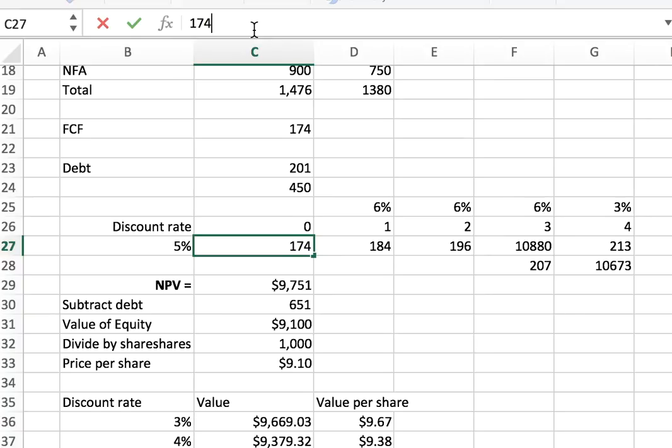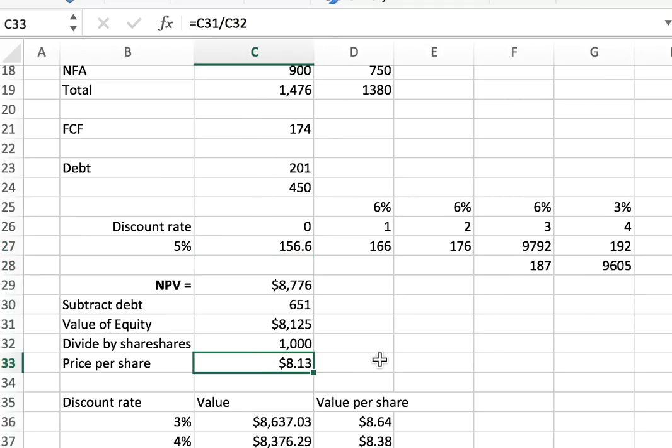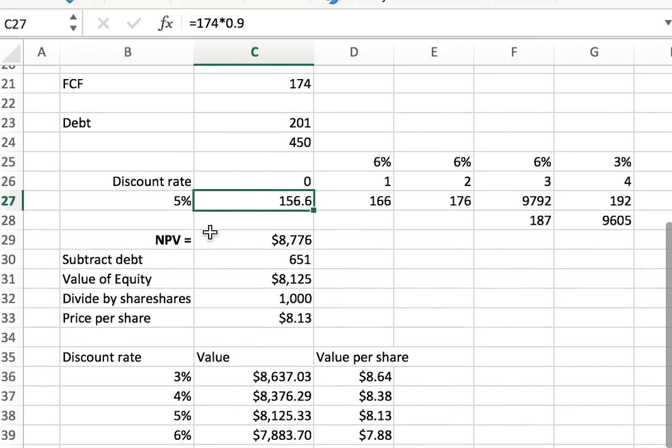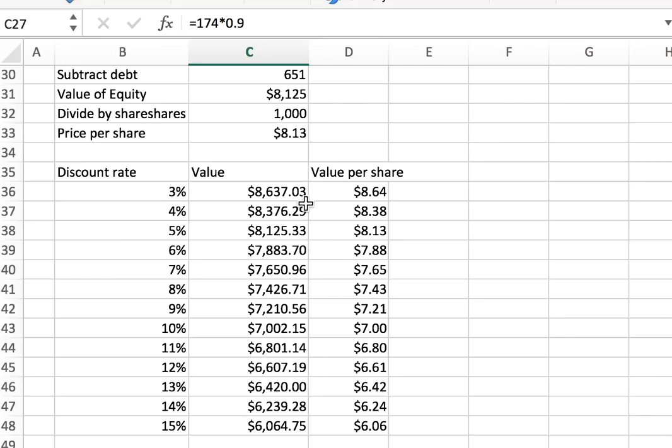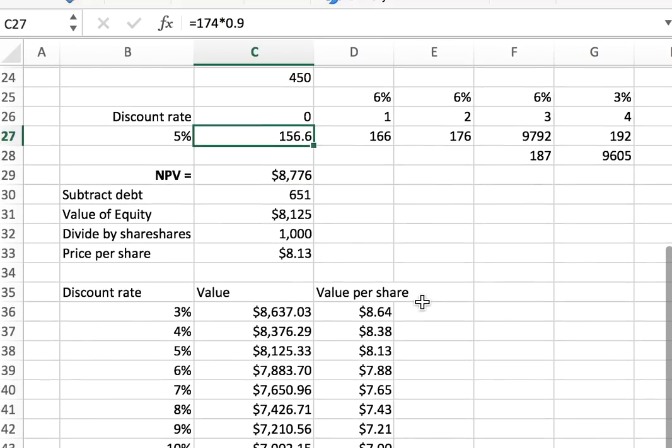So 174 times 0.9 equals 156, and the price is $8.13. So our stock price fell quite a bit when the free cash flow fell just 10%. So that's a way to look at how stocks are valued. If you miss your number here, it transfers into all your future numbers, and that makes a big difference in your stock price. And you can also see that the market price would have been changing as well. So that's a way to do it.